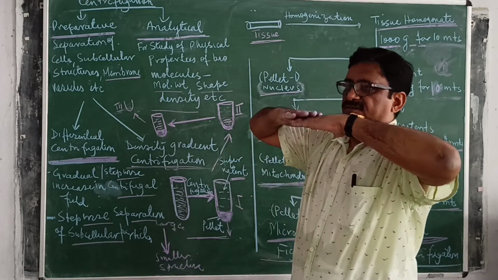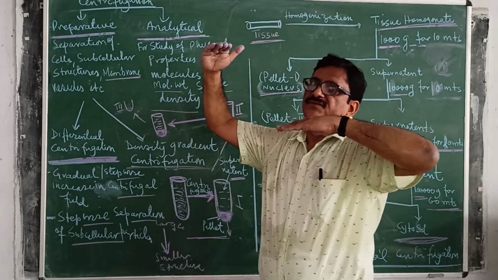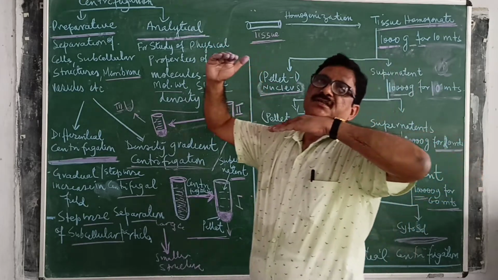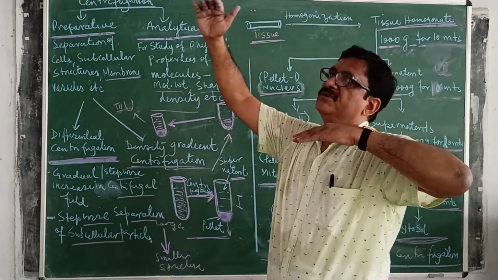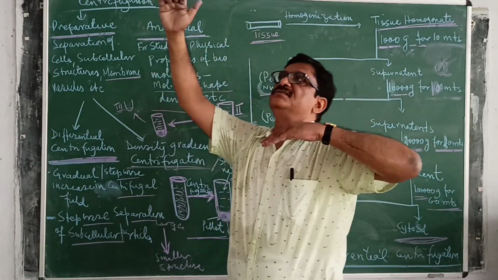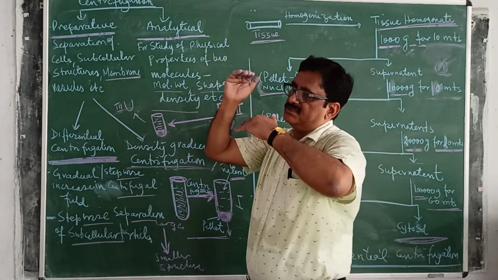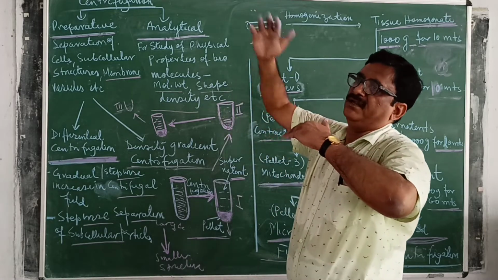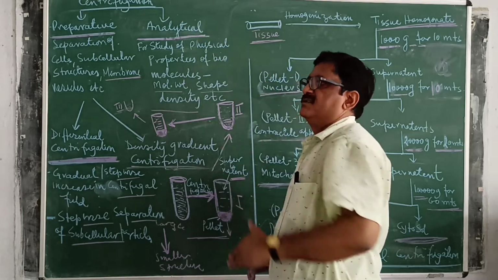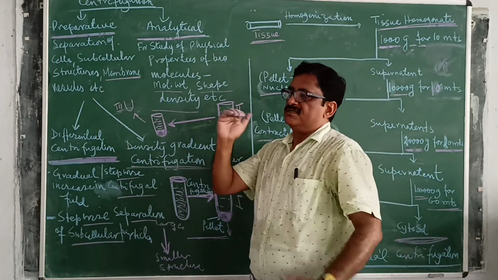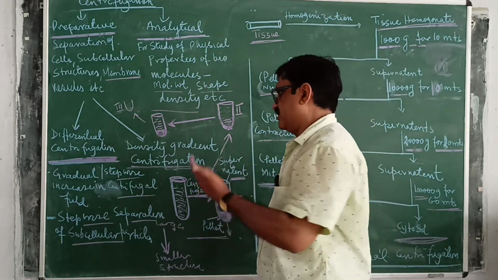First, the heaviest molecule is separated. In the next step, when the centrifugal field is increased, a smaller molecule gets separated. In the subsequent step, when the centrifugal field is even higher, an even smaller molecule gets separated. So this is a stepwise process of increasing the centrifugal field, resulting in separation of smaller and smaller particles.